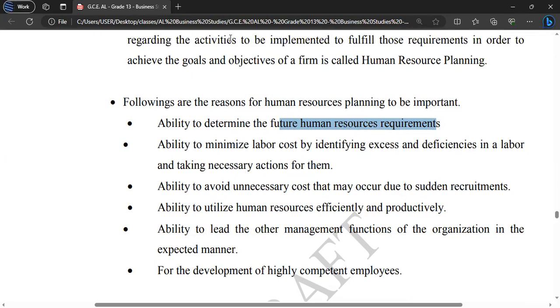Because if you don't have a sufficient amount of human resources, then you can't continue your production, and you won't be able to achieve your organizational goals and objectives. Then, the ability to minimize labor cost, yes, obviously, by identifying excess or deficiency in labor and taking necessary actions for them, right? So you should not have excess, and at the same time you should not have deficiency in labor, right?